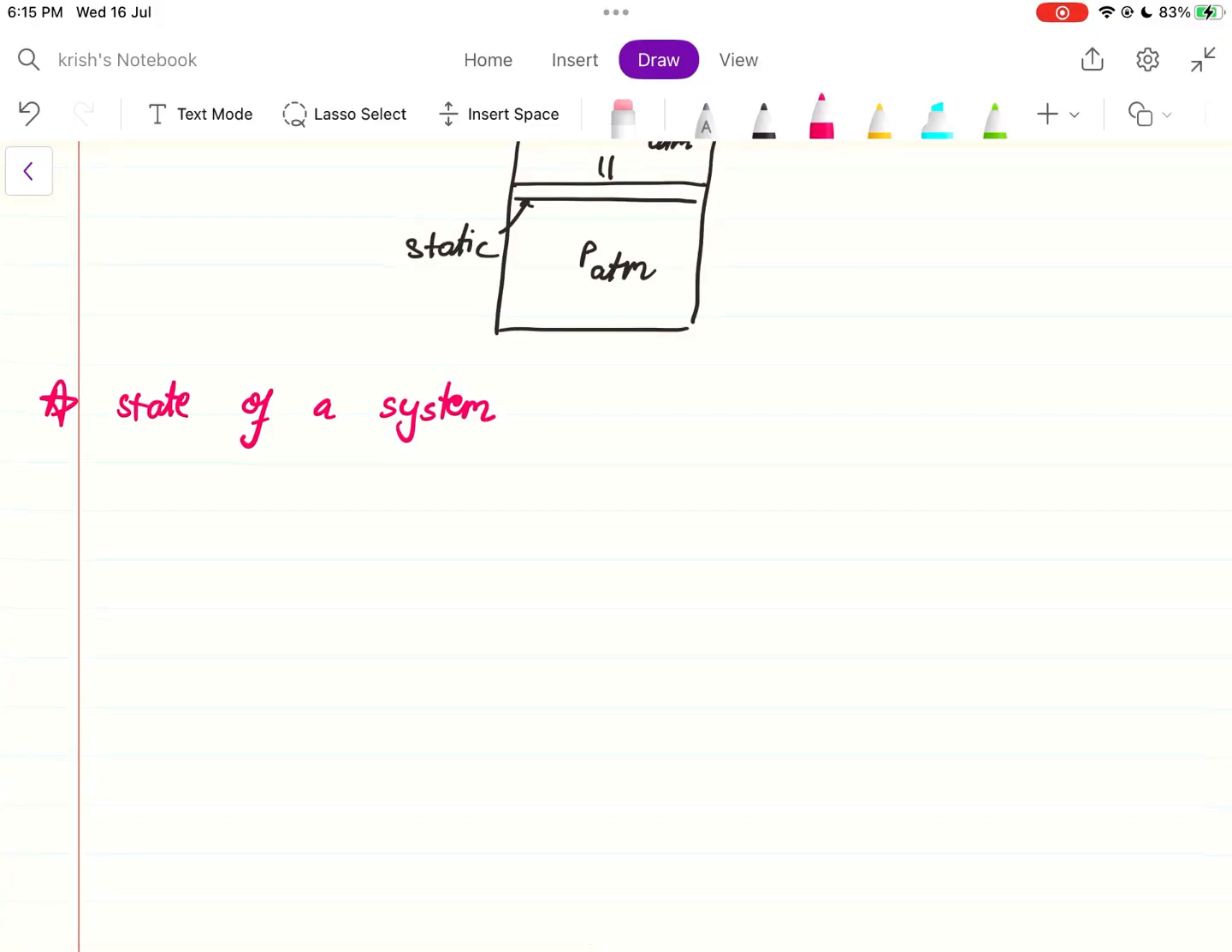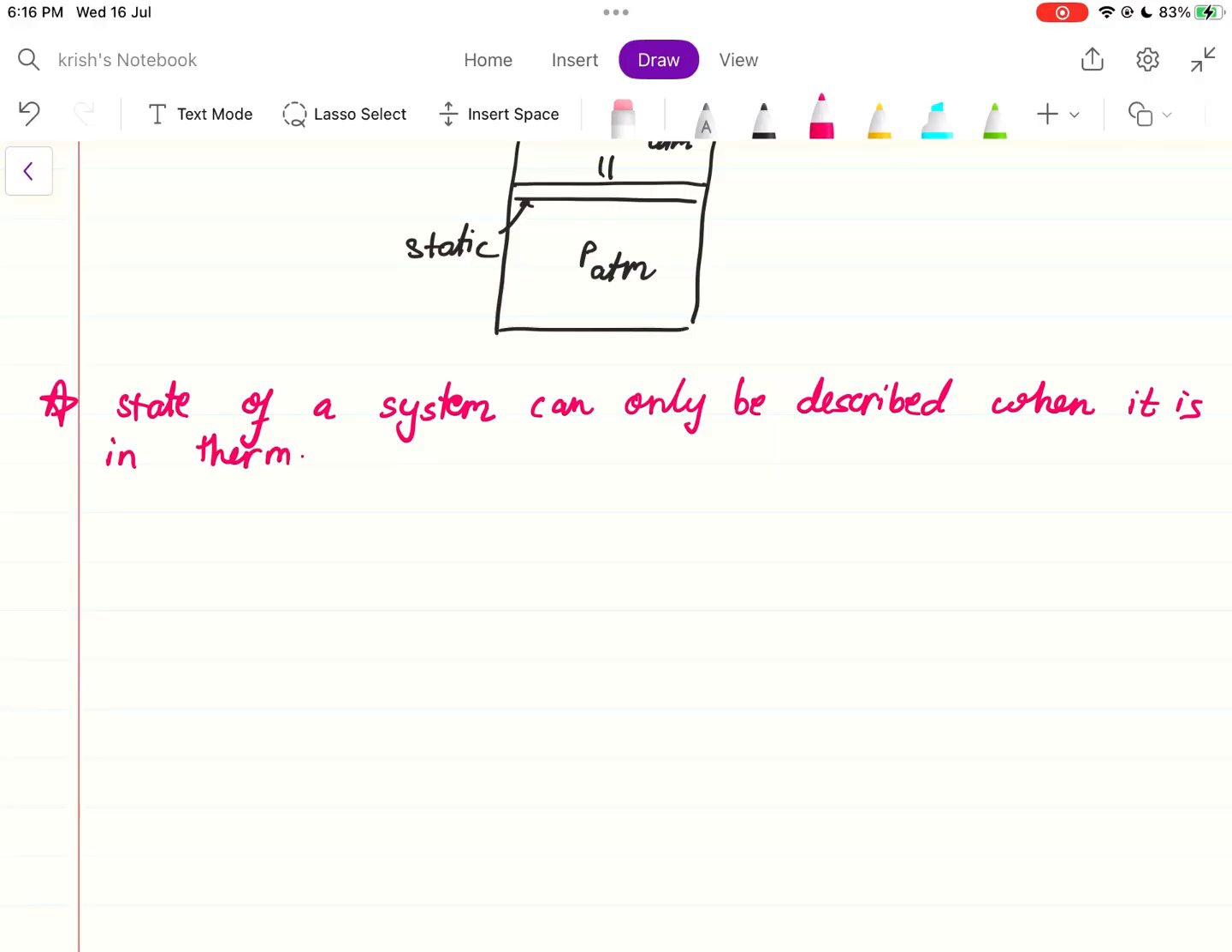State of a system can only be described when it is in thermodynamic equilibrium. This is because it is very difficult to describe the state of a system at every point in a process. We will get to process right after this. But my point is, it must be at a particular state of thermodynamic equilibrium. Only then will you be able to write its properties.